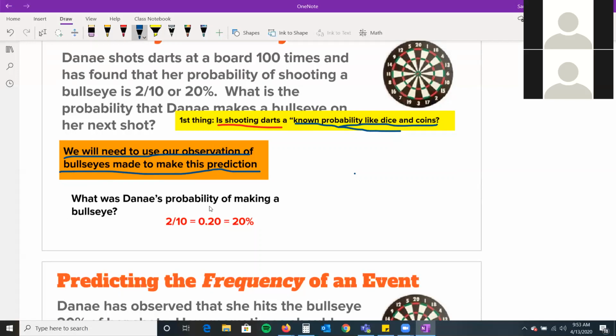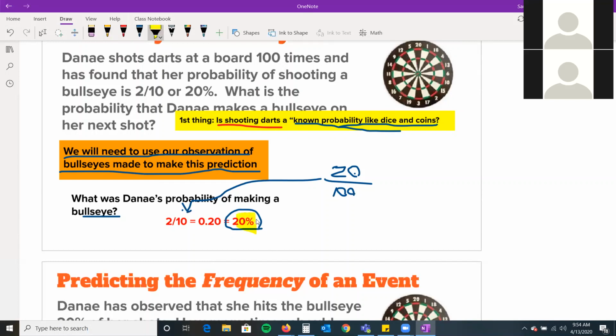So what was Janae's probability of making a bullseye? Well, it said she found that her probability of shooting a bullseye is 2 out of 10 or 20%. So she did it 100 times. What that means is out of 100 times of throwing darts, she got 20 bullseyes, right? Which simplifies to 2/10 or to 20%.